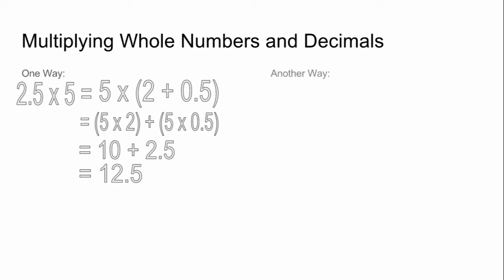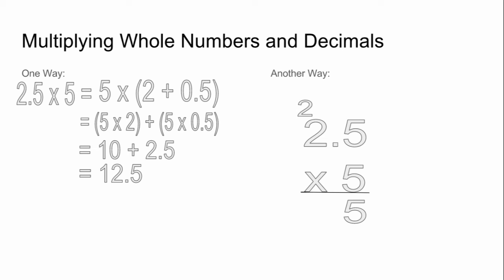Now let's look at another way to do this, and this is the standard algorithm for multiplying decimals. And it's just like the standard algorithm for multiplying whole numbers with one slight twist. So what we want to do first, we want to record the problem 2.5 times 5, or 2 and 5/10 times 5. And we're going to multiply 5 times 5, which gives us 25, and we need to carry our 2 right here. And then we're going to multiply 5 times 2 and add 2, and that gives us 12.